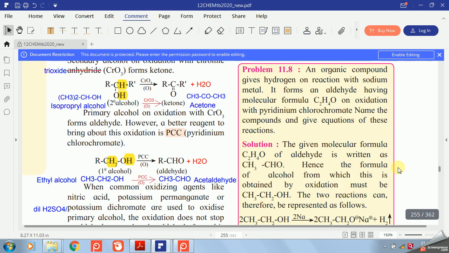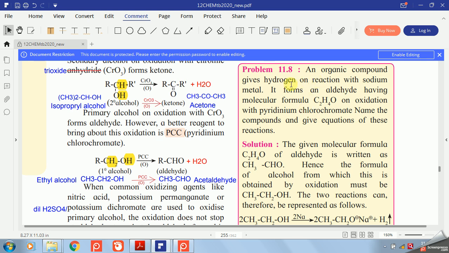one question remains, and what is that? An organic compound gives hydrogen on reaction with sodium metal. It forms an aldehyde having molecular formula C2H4O on oxidation with pyridinium chlorochromate, PCC. Name the compound and give the equation. So an unknown compound is there.